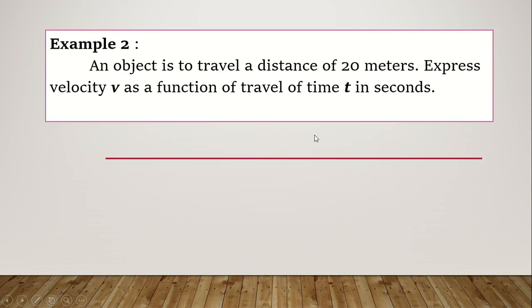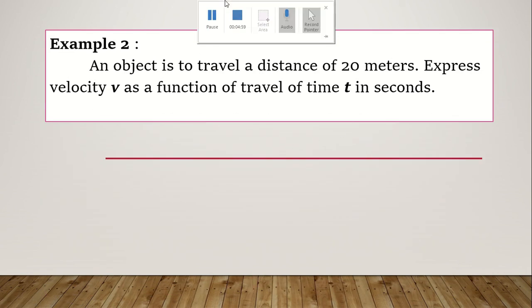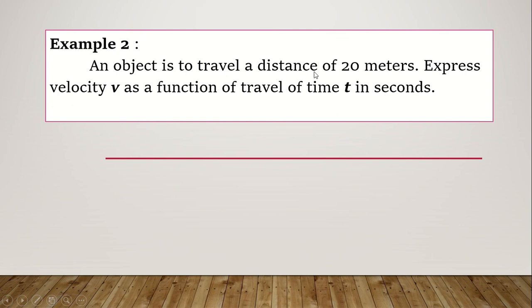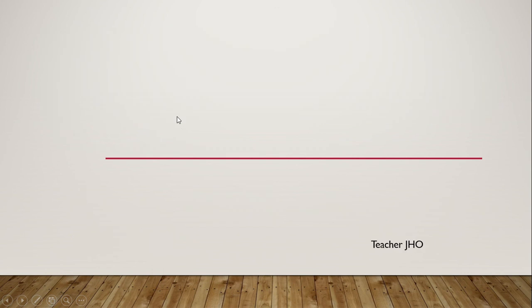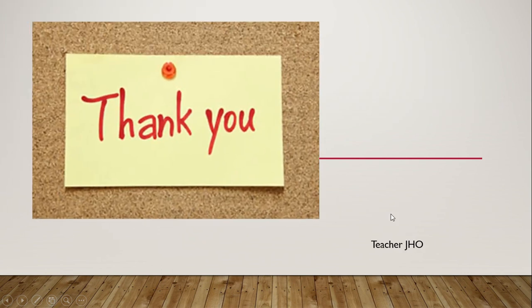Number 2. An object is to travel a distance of 20 meters. Express the velocity v as a function of the travel time t in seconds. So we have the distance, 20 meters. We have the time, which is t. And our function is v. So this is how we write it, guys. The function v of t is equal to 20 over t. So this is how we represent the function for the given example. So that's all, guys, and thank you.